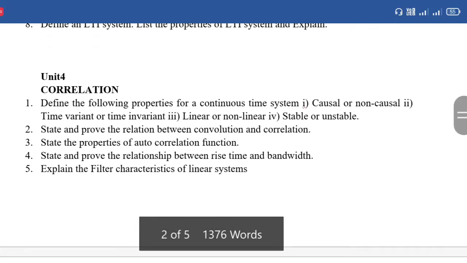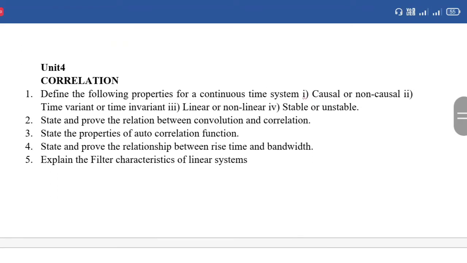Unit 4. Correlation topic, friends. Define the following properties for a continuous time system: causal or non-causal, time variant or time invariant, linear or non-linear, stable or unstable. State and prove the relationship between convolution and correlation.